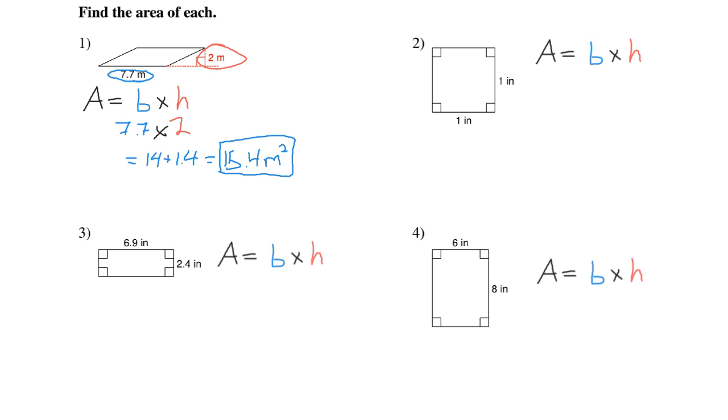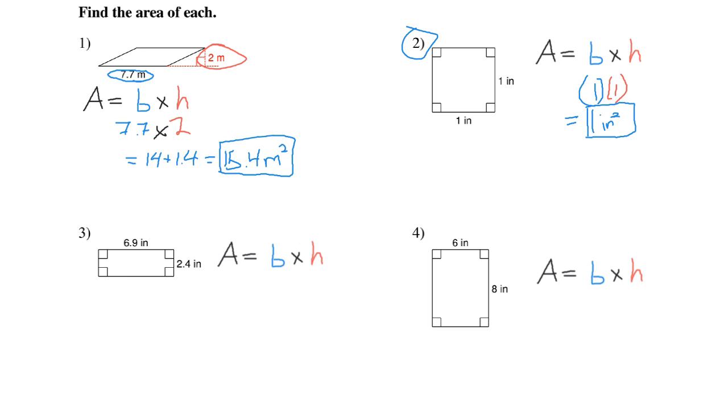In the next problem, this is number 2. Area again equals base times height. In this case, base is 1 and height is also 1. So we've got 1 times 1, which is of course 1. Let's think about units. We've got inches times inches, so that's inches squared. So we have 1 square inch for our answer for number 2.